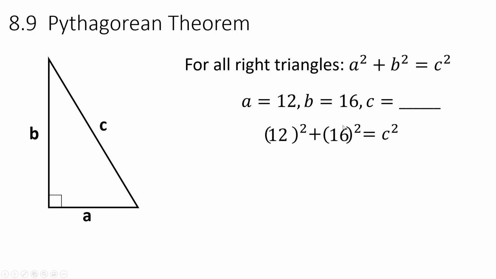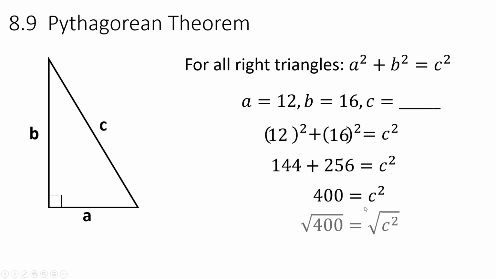12 times 12, 16 times 16. You work out what you can. I'm going to simplify the left side of this equation. I get 400. So c squared equals 400. C times c equals 400. So wait a minute. If you did the square root of both sides, square root of c squared is c, square root of 400 is 20. Your answer is 20.